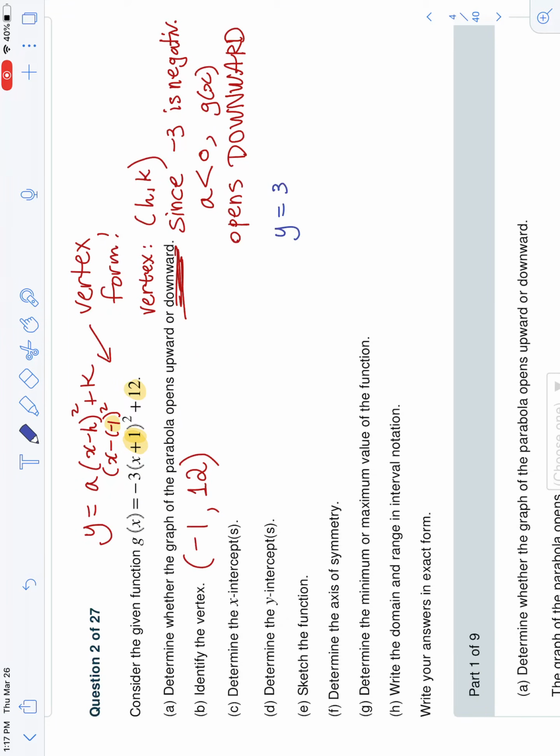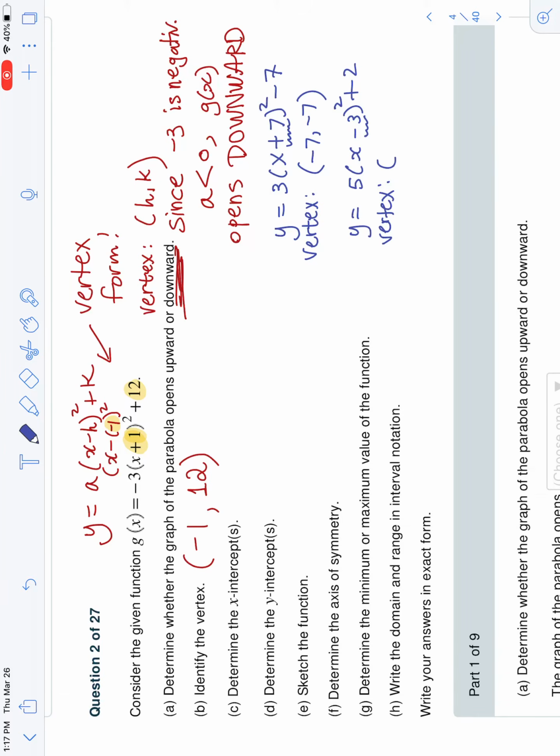If I'm making a couple of other examples here, for example, what if you have something like y equals 3(x plus 7) squared minus 7? Say that you have this function, a completely random one that I just created. The vertex will be at (-7, -7). Another one, what if you have y equals 5(x minus 3) squared plus 2? The vertex will be at where? The vertex will be at (3, 2).